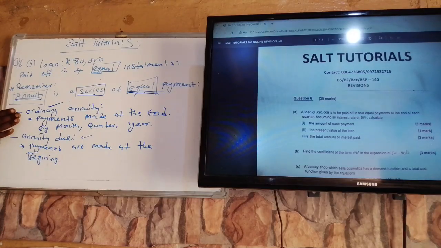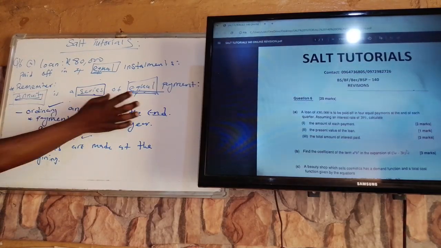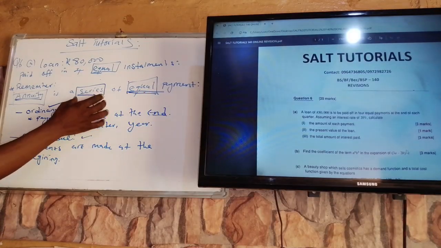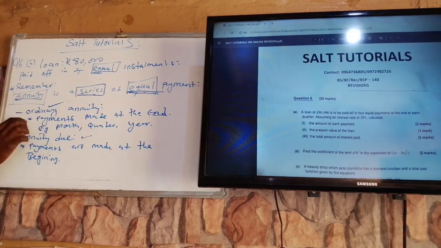Even an ordinary annuity and an annuity due have their own different formulas. The formulas come about when you want to find the future value of an ordinary annuity. If these payments are made equally every certain period of time, there is a future value we are going to have after a certain period of time.